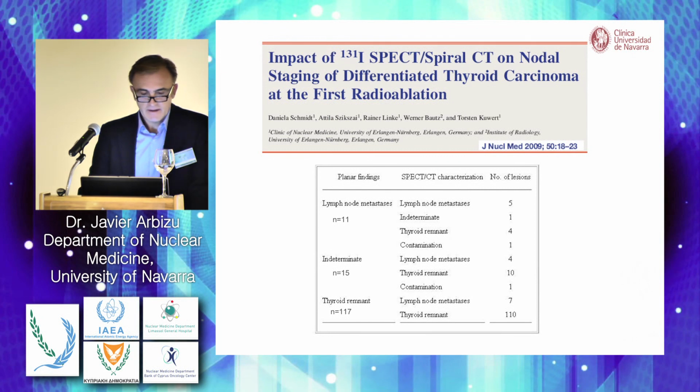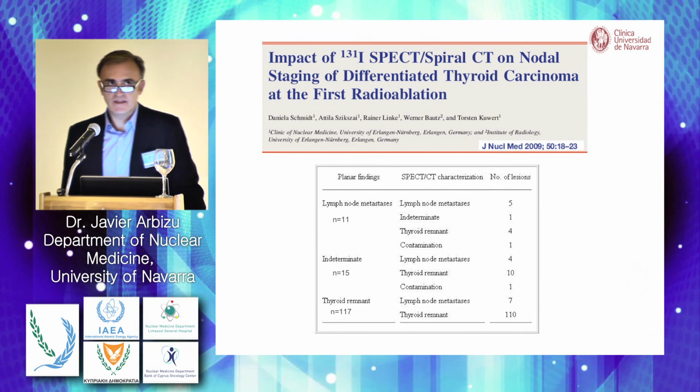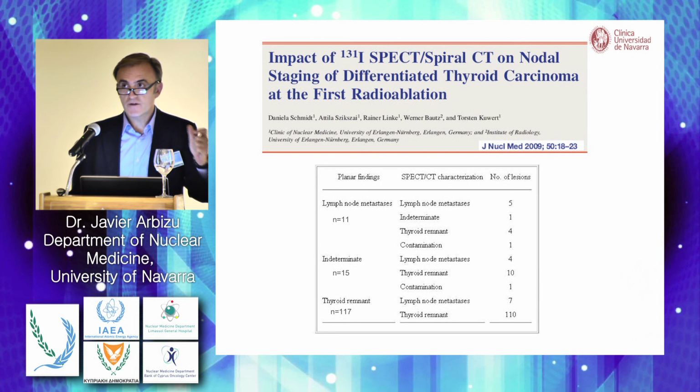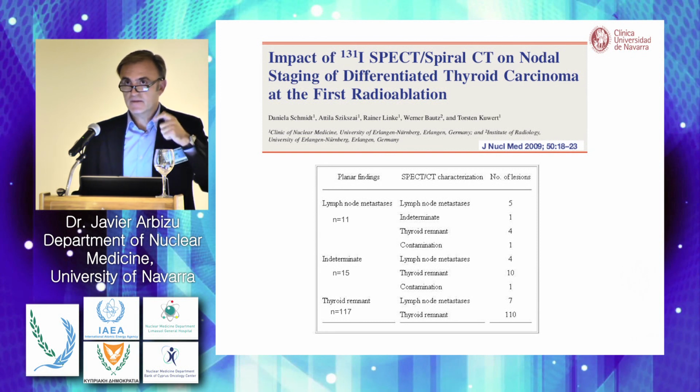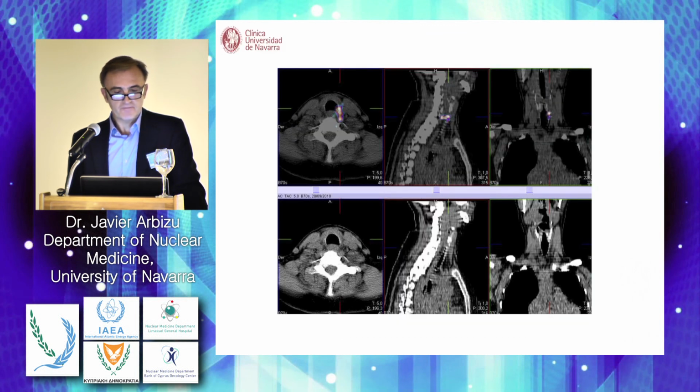And also the thyroid remnant was present in these patients, but 7 of these patients had lymph node metastasis. So this was not a thyroid remnant, but metastasis, which is important in order to treat this patient. It could go directly to surgery after the whole body scan and SPECT CT.